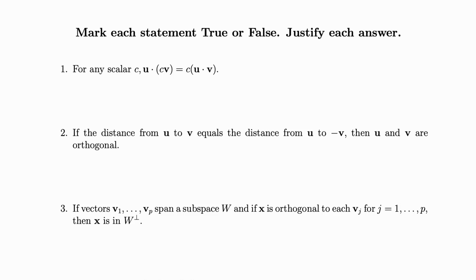True or false. In number 1 we have, for any scalar C, u dot CV is C outside, u dot V. Yeah, this is true. That is one of the properties of inner product. This constant can in fact always be pulled outside.